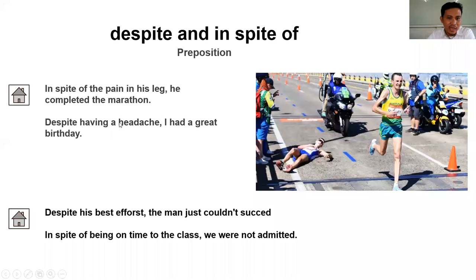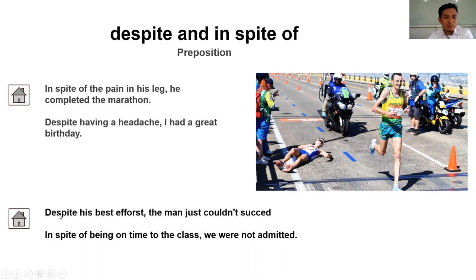What about this one? Despite having a headache, I had a great birthday. Despite is followed by, is it a verb or not? No, it is not a verb. It is a gerund. A gerund is a verb plus ing that forms a noun. Despite having a headache, I had a great birthday. So after despite and in spite of, it can be followed by a gerund.